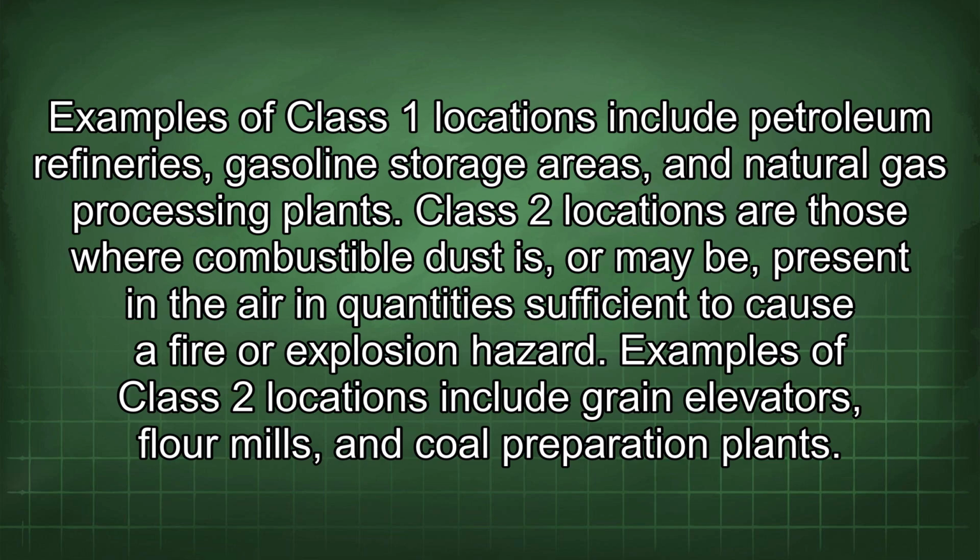Class 2 locations are those where combustible dust is, or may be, present in the air in quantities sufficient to cause a fire or explosion hazard. Examples of Class 2 locations include grain elevators, flour mills, and coal preparation plants.